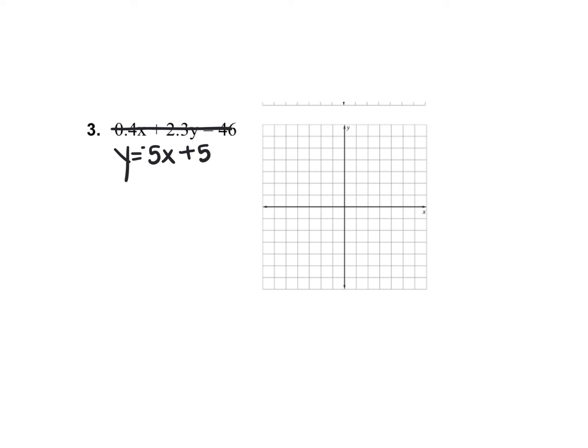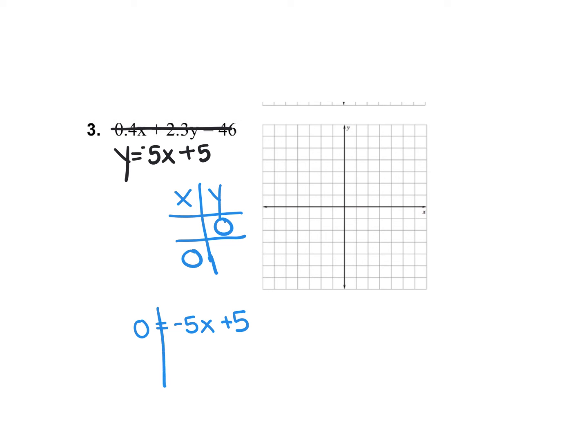And again, we're looking for the x-intercept and the y-intercept. And remember, when you're looking for the x-intercept, the y-coordinate is 0. And when you're looking for the y-intercept, the x-coordinate is 0. So now we're going to plug them in. So I'm going to start with y is equal to 0. So I have 0 is equal to negative 5x plus 5.